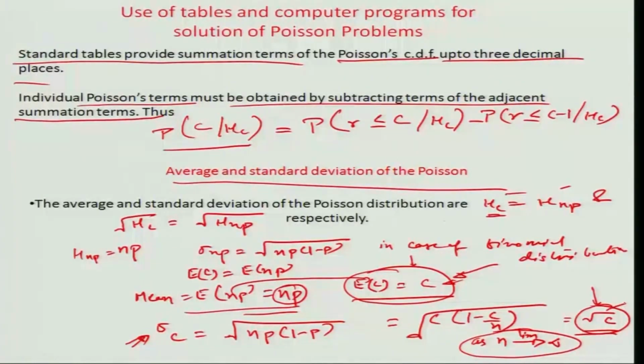This particular module will close here in the interest of time, but in the next module we would like to see another distribution called the normal distribution, which can be very easily applied, particularly to some of the acceptance sampling problems where the distribution slightly changes from what you saw in the acceptance sampling case earlier, where binomial was applied.